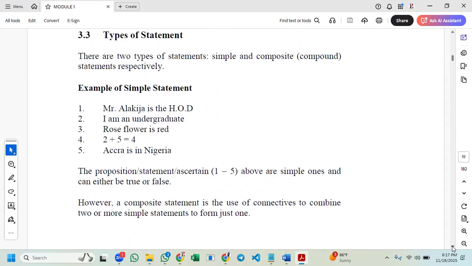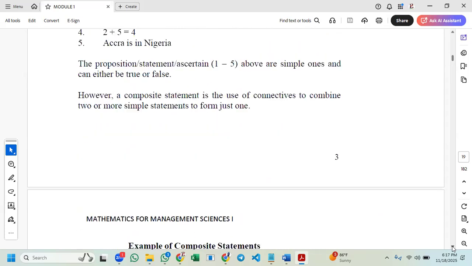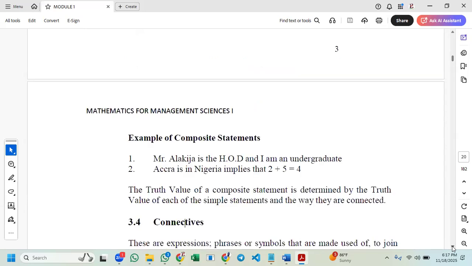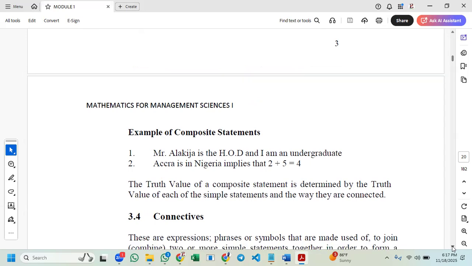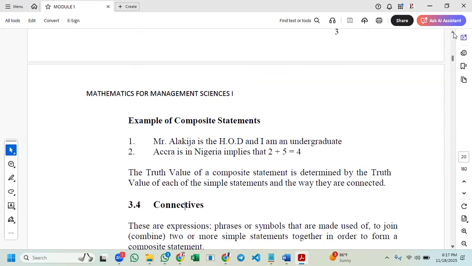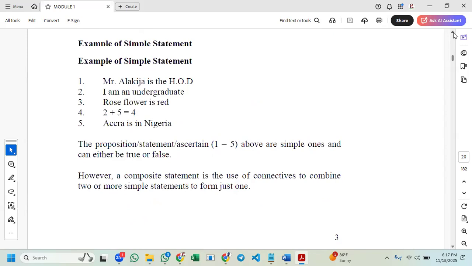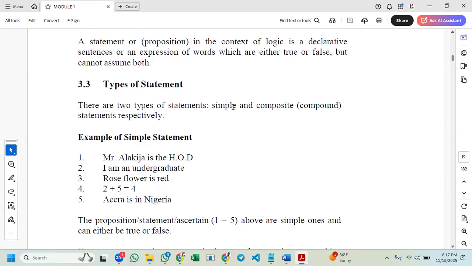So you see that we have two types of statement. Yes, we have the simple and the composite statement. The composite is also called compound. Look at them now. There are two types of statement, simple and composite or compound. Composite is also called compound.